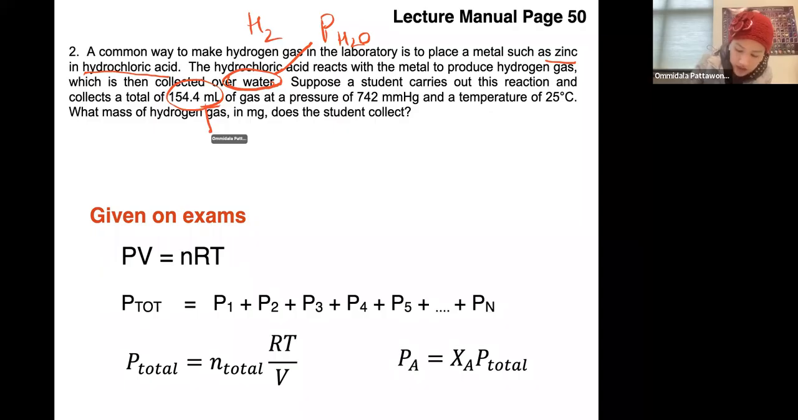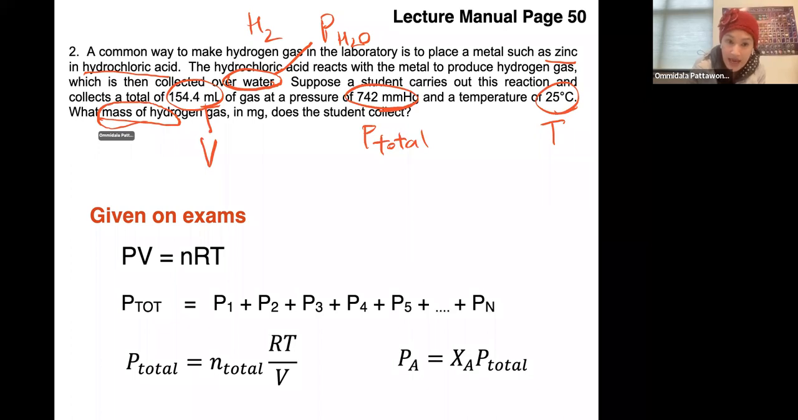154.4. So this is the volume, and it's giving us that the total pressure, P total, is equal to 742 millimeters of mercury, and then this is the temperature. Again, it's asking you to find the mass of hydrogen gas. So that means you are going to find the moles of hydrogen gas, and then from moles convert to grams, because mass is in grams. That's our idea here.